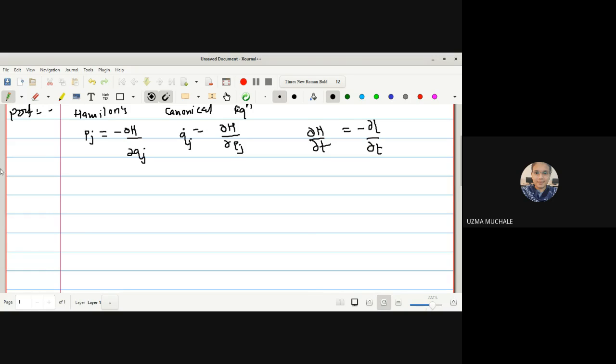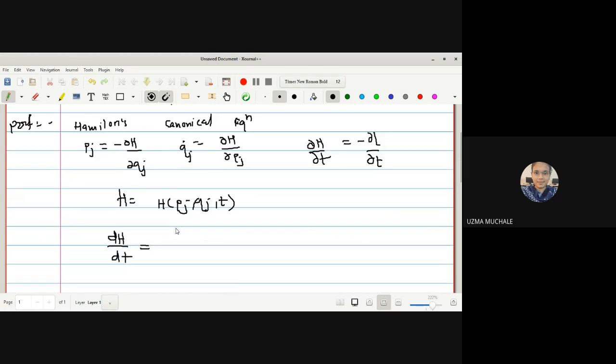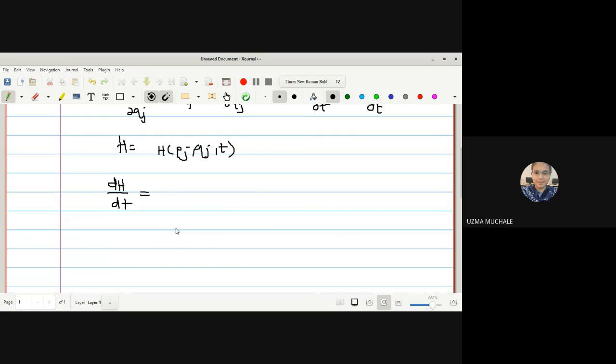Now we know how the Hamiltonian H is defined. H is a function of Pj, Qj and t. This we have seen in the last lecture. H is defined as the summation over j of Pj Qj dot minus L. Now let us find the value of dH by dt. We want to show that H is the total energy as well as a constant of motion. So let us start with that.